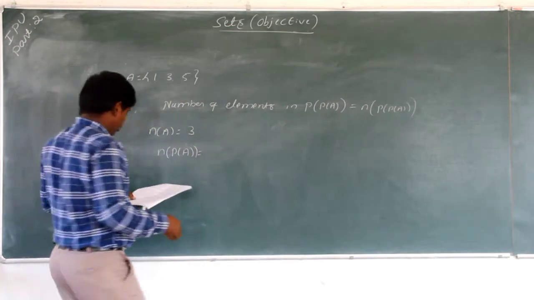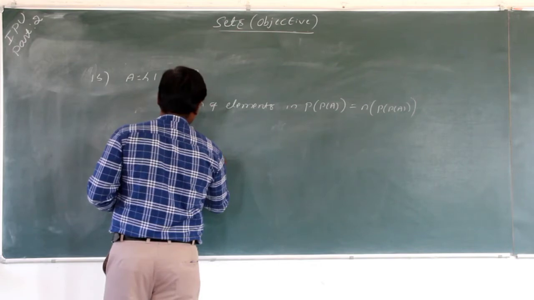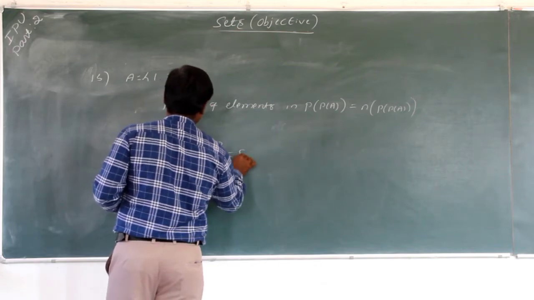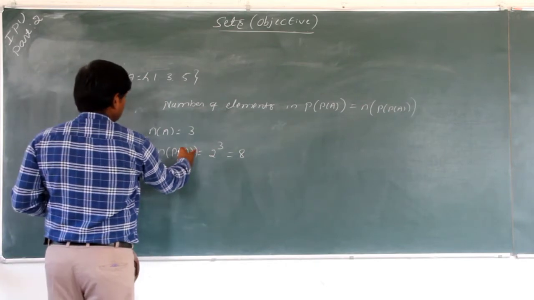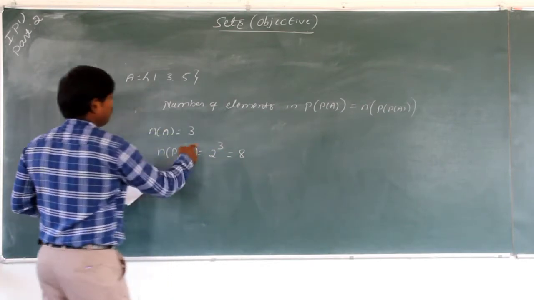So that is 2 to the power of 3. This is nothing but 8. So this is the number of elements in this set P of A.